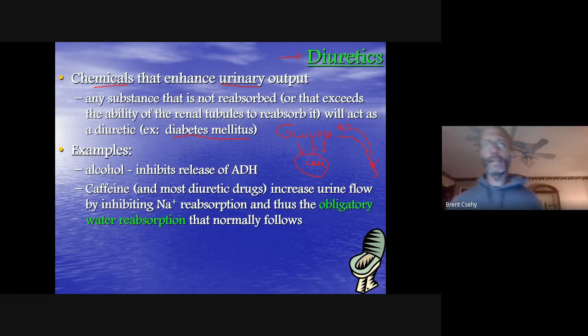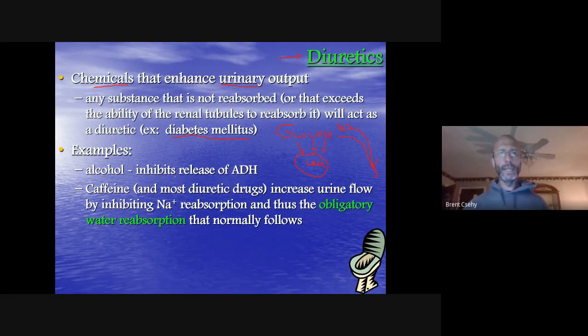And so one of the signs of diabetes that's not being diagnosed is they typically have to go to the bathroom a whole lot more than they were before, and they're awful, awful thirsty as well because they're losing all this water. Okay, but there are other examples of diuretics.